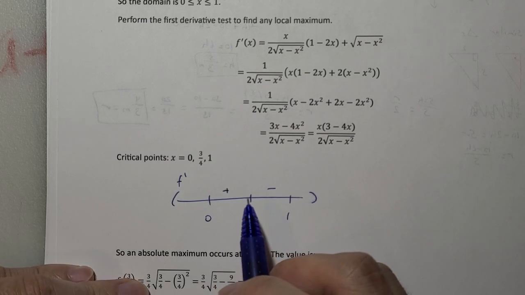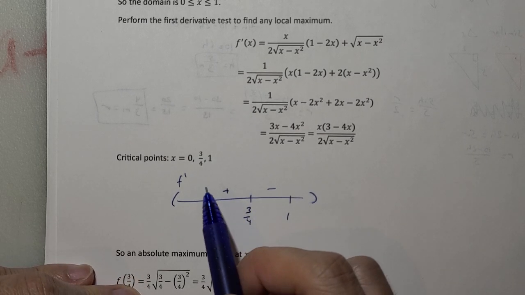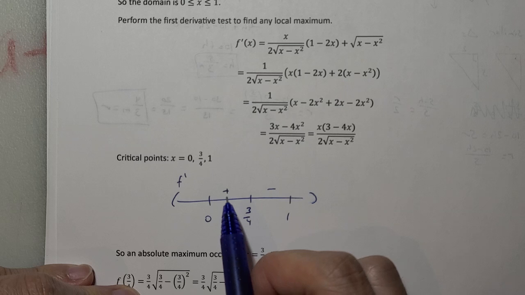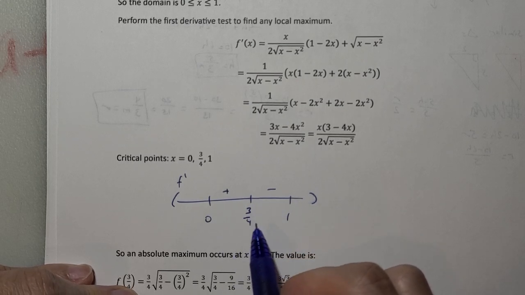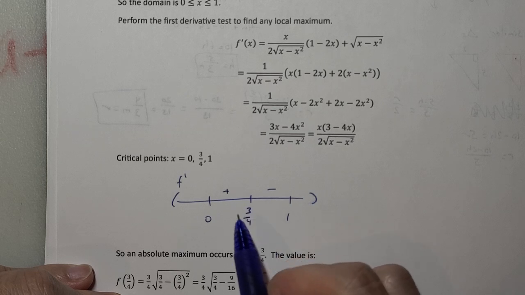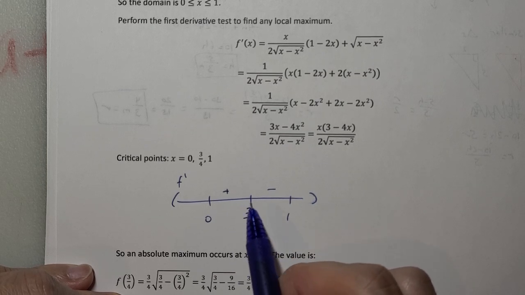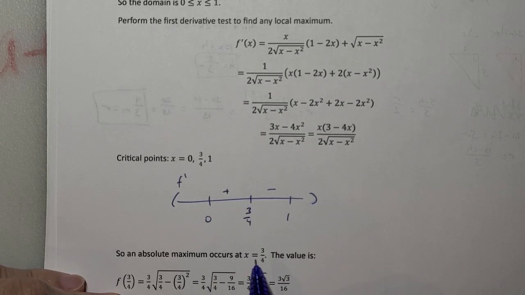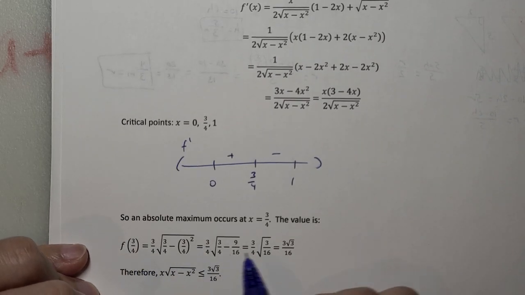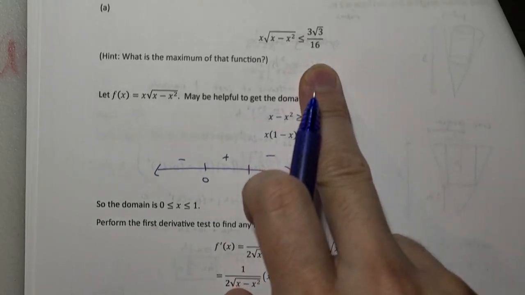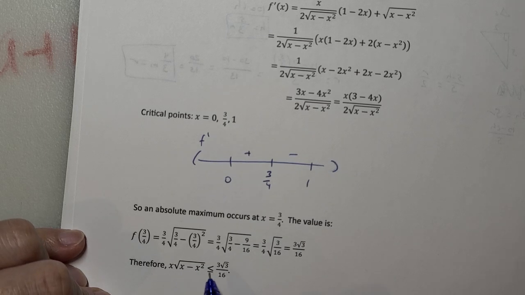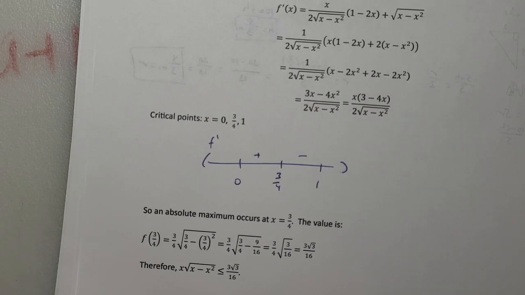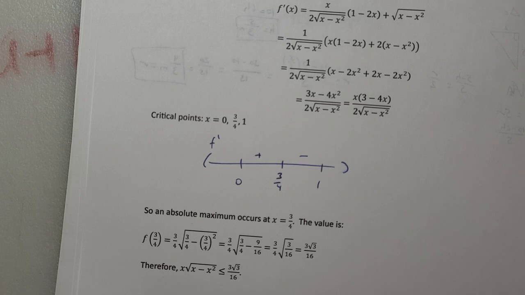So, because f prime changed from positive to negative, that means there is a max here. And it's the absolute max, actually. Okay, what's the value of that max? So f of 3/4, if you go through the math, it's actually that value up here. So therefore, that function is less than or equal to its absolute max. That makes sense. Okay, so that's that one.